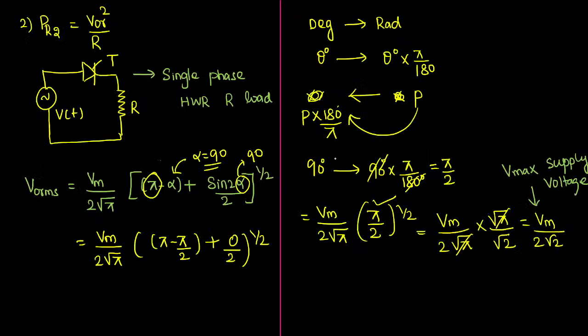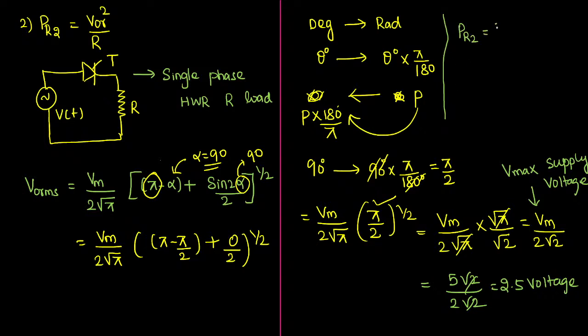Now come back to the question and substitute here. It will be 5 into root 2 upon 2 into root 2. Root 2 will be cancelled. 5 by 2 will give you 2.5 volt. So finally, we have estimated the output RMS voltage. Now it is time to find the power consumed by the resistor in the second case. This can be written as PR2 equal to V0 RMS 2.5 whole power 2 upon R. So this is the second case.